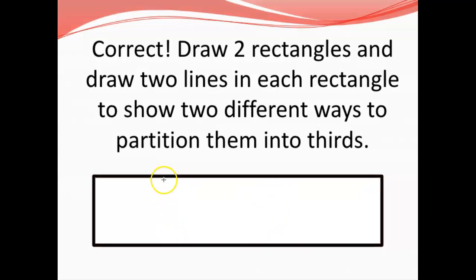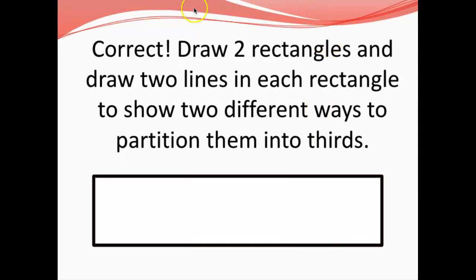So if I'm going to do this, I could go 1, 2. Now those aren't the very best because this part is way bigger than this part. So sometimes when you're working on this, it might take you a minute to get it figured out, and that's okay. So I might move over now and go here and then here. Those look a little bit better. So that would be one way to partition a rectangle into thirds.